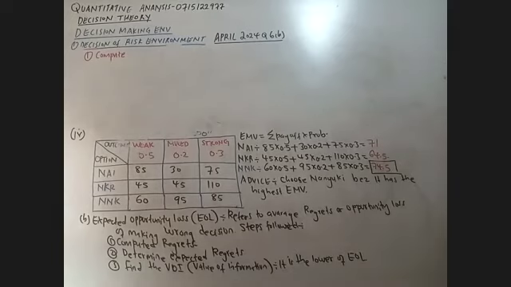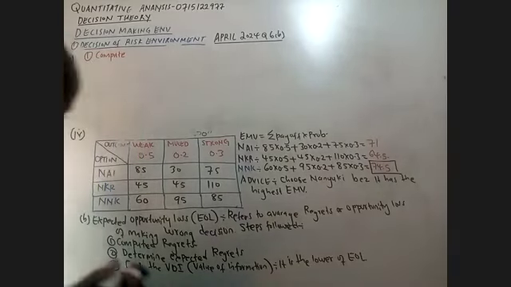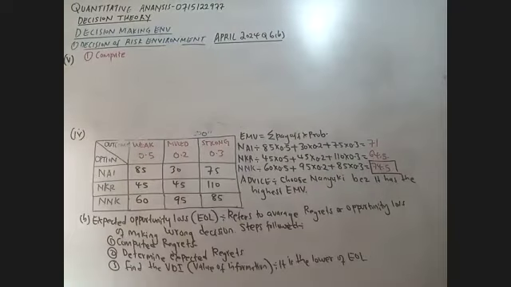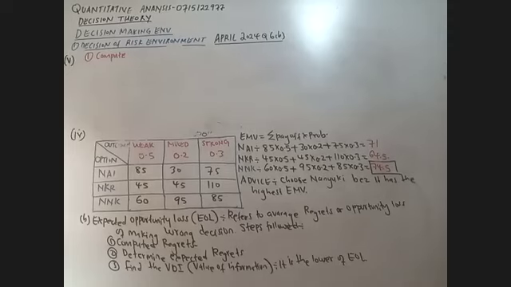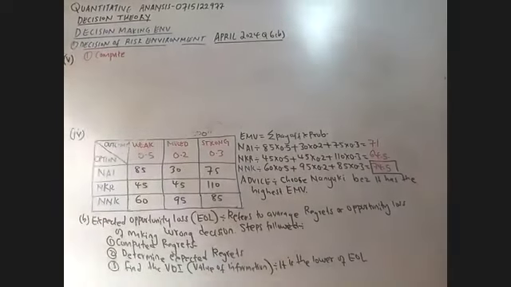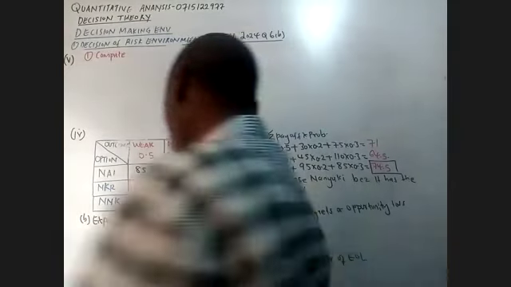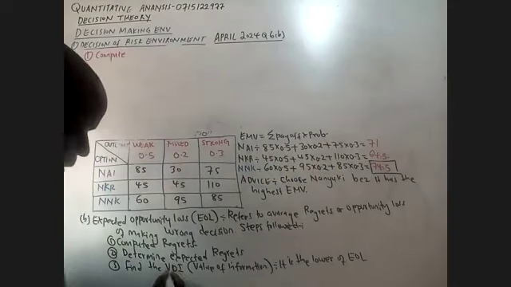So we need to come up with another table. I think it's part 5. Part 5 says calculate the expected value of information. That's the VOI. Calculate the value of information, that's the VOI in short. So it tells you to find the VOI.